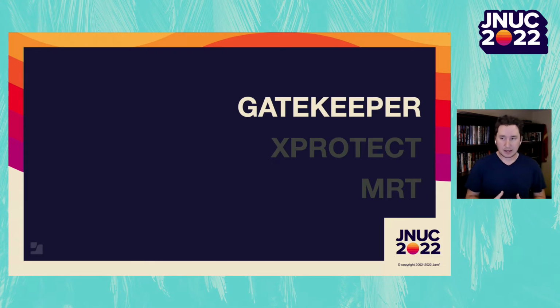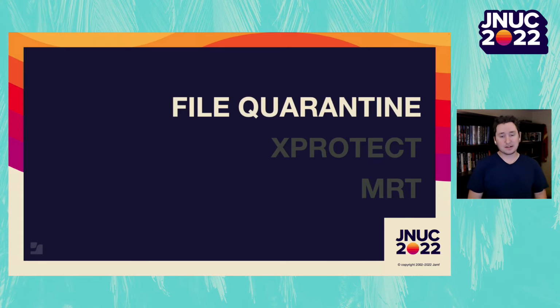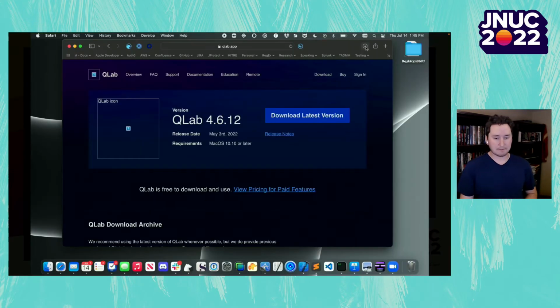However, before we get into Gatekeeper, which gets called when an app is clicked the first time, it's important to note what file quarantine is. And file quarantine is really the step before Gatekeeper. So this is when an app is downloaded and clicked for the first time.